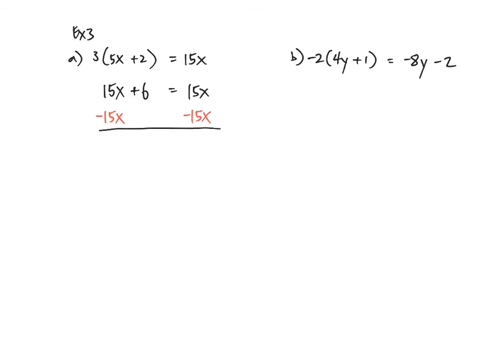Now what you'll notice here is that 15x minus 15x is 0, so we're left with 6. And then on the right side, 15x minus 15x is also 0, so we're left with 0. So after working this problem out, you end up with an equation 6 equals 0. Now obviously 6 does not equal 0, and it never can equal 0. So when you come across a situation like this, where your result doesn't make sense, then that indicates that there is no solution to the original equation.